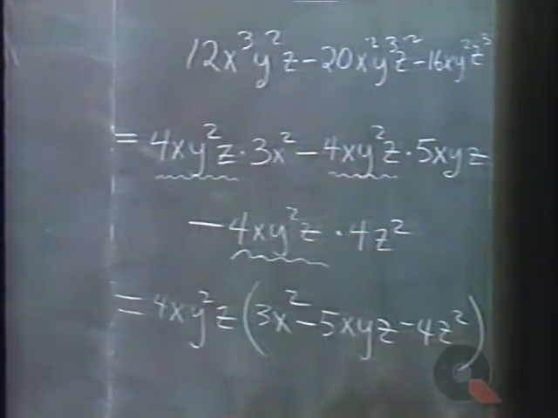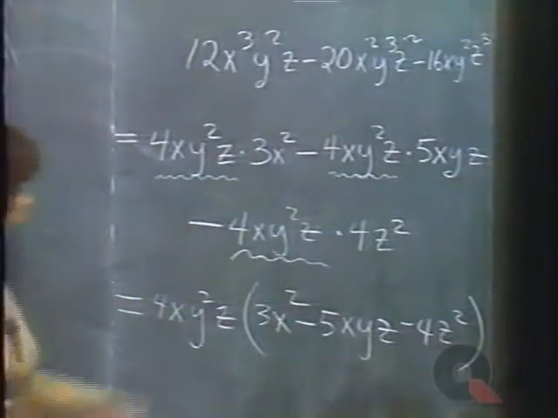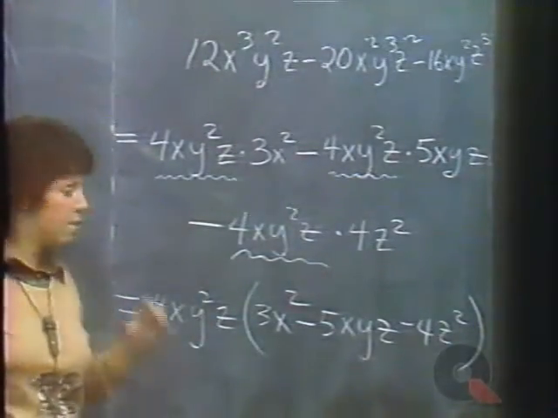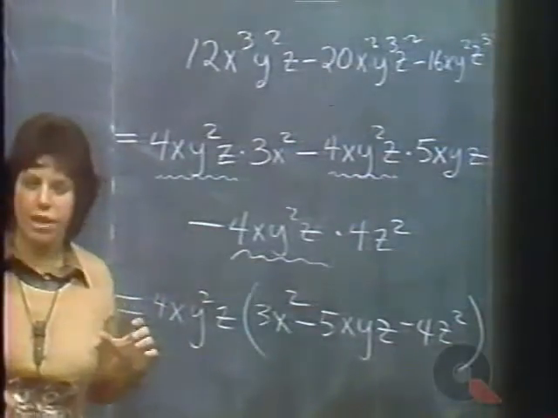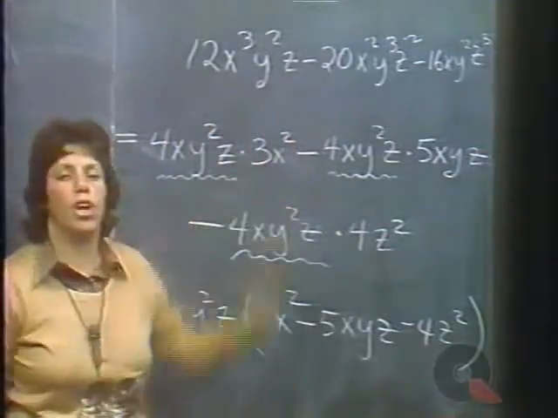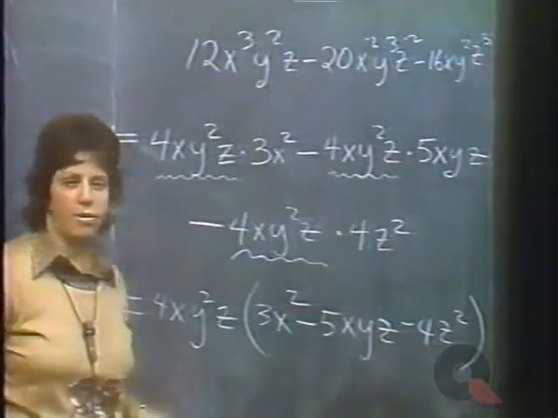Now, in each example we've worked out so far, we have pulled out a common factor. This is the most basic type of factoring, and it's something that you should try to do whenever you have a factoring problem. Always look to see if there's possibly some factor that the terms have in common that you can pull out in front.